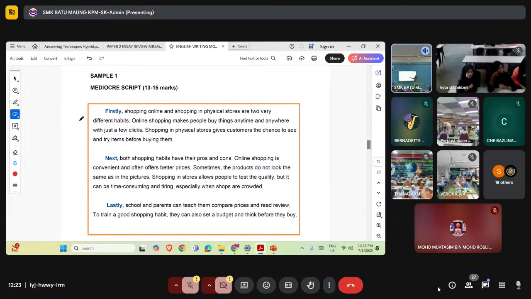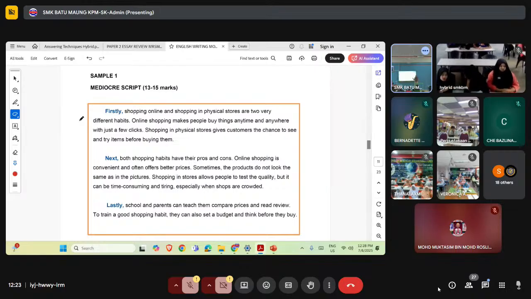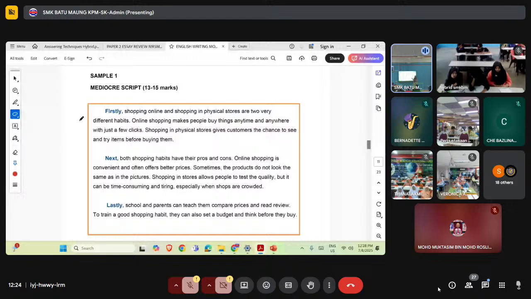Any less common lexis here? No. Okay, look at the second paragraph. Next. The pros and cons, instead of using advantage and disadvantage. Very good. So it is stated here how many advantages and disadvantages. Can you find it? How many?